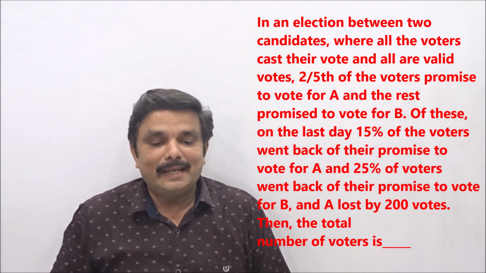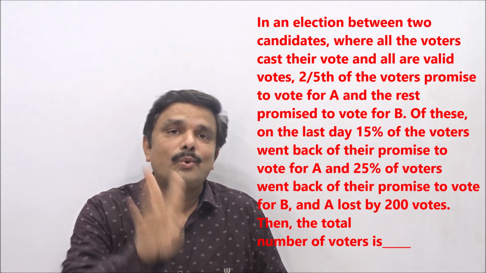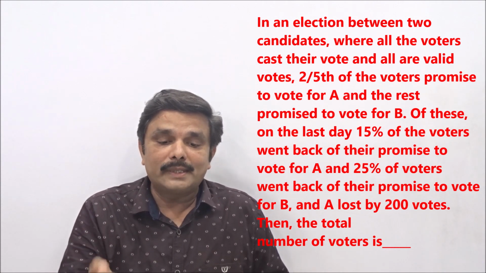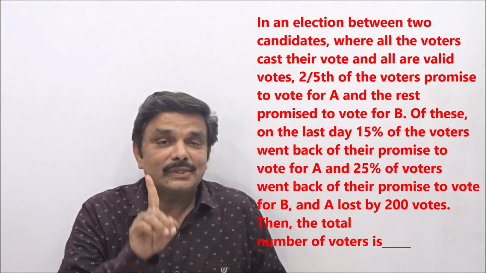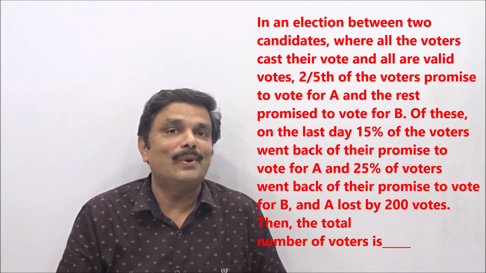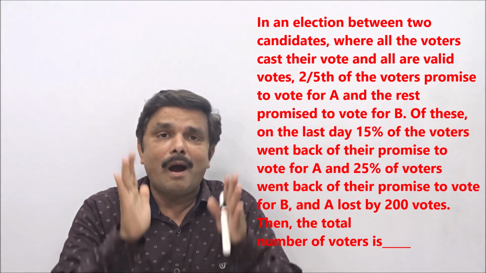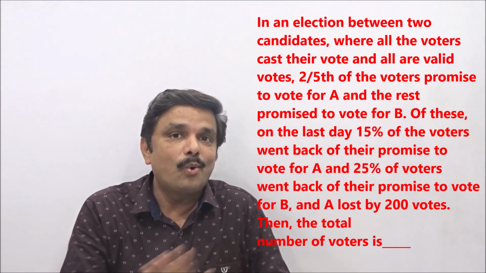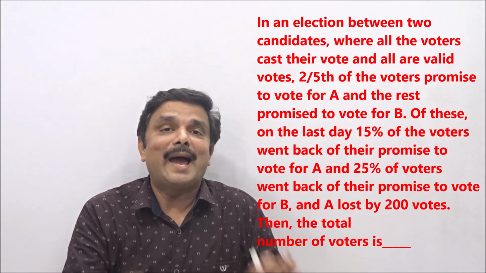How they have given: in an election between 2 candidates. Immediately that should come to your mind. There is an election, only 2 candidates are there, there is no third candidate. Then all the voters cast their vote, and all are valid votes. The first part of the first statement is very important and it's giving you some clues. In an election between 2 candidates, there is no third candidate. Moreover, all voters cast their vote. Everybody voted, right? There is no person who had not voted. Okay, everybody voted. Moreover, all are valid votes.